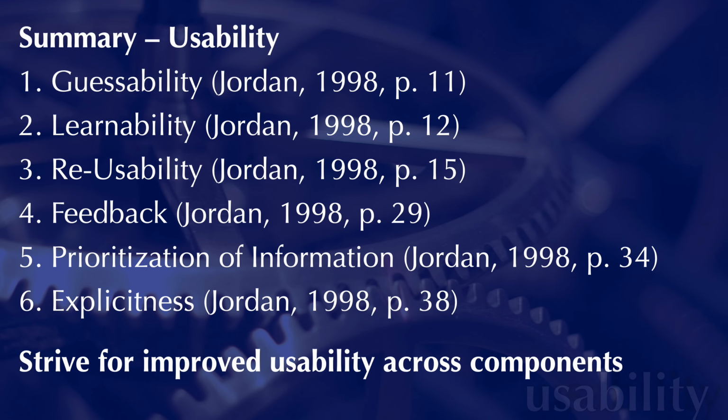Summary really fast. The six components dealt with here include guessability, learnability, reusability, feedback, prioritization of information, and finally explicitness. From all of this, if you're designing a website or a product or some kind of virtual or physical product, you want to strive for improved usability across the components. If you do that, then it will be a better experience for the user.